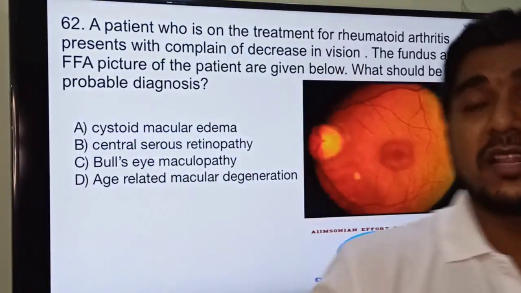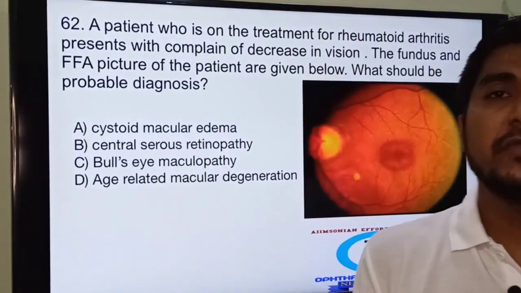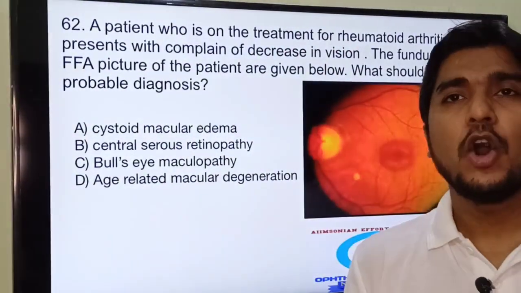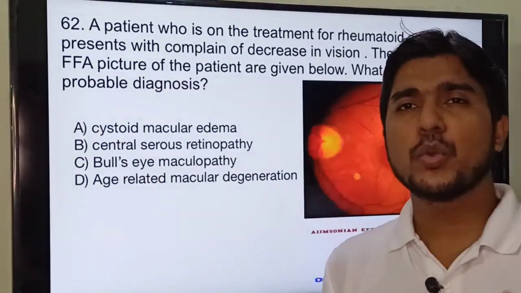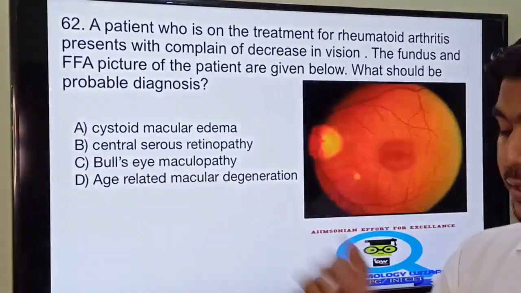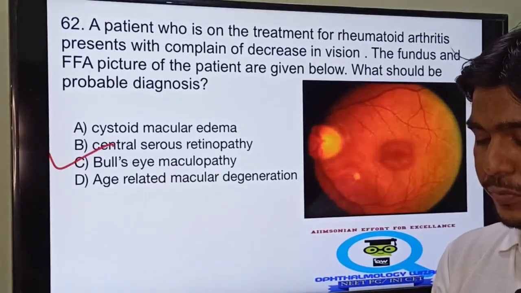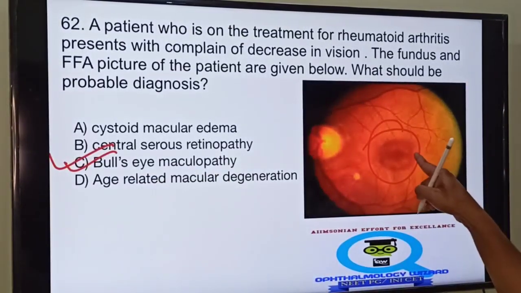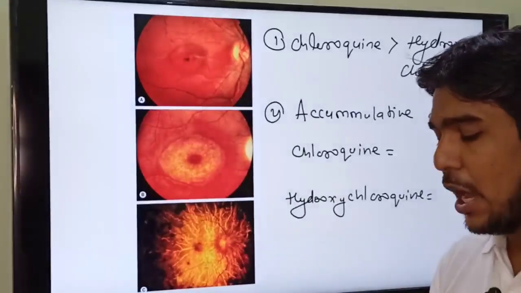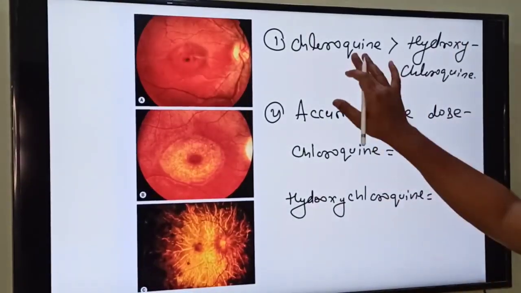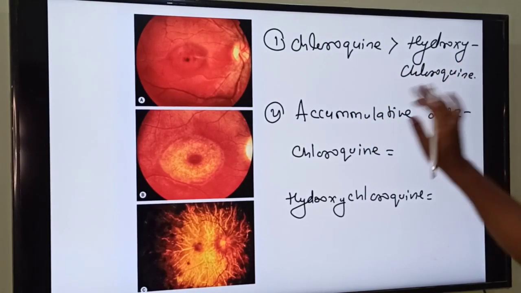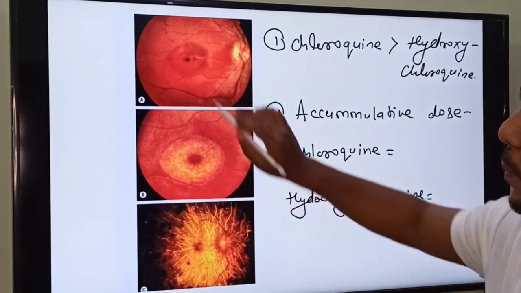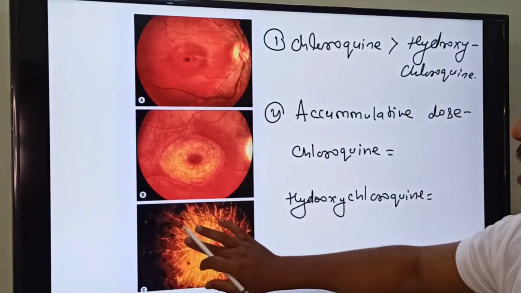Whenever you have a rheumatoid arthritis patient, what are you treating with? You are treating with chloroquine or hydroxychloroquine. Then the toxicity of hydroxychloroquine or chloroquine in the retina is obviously bullseye maculopathy. So this is nothing but bullseye maculopathy. So remember this. Chloroquine has more toxicity compared to hydroxychloroquine. This is the bullseye maculopathy, this is the advanced stage.